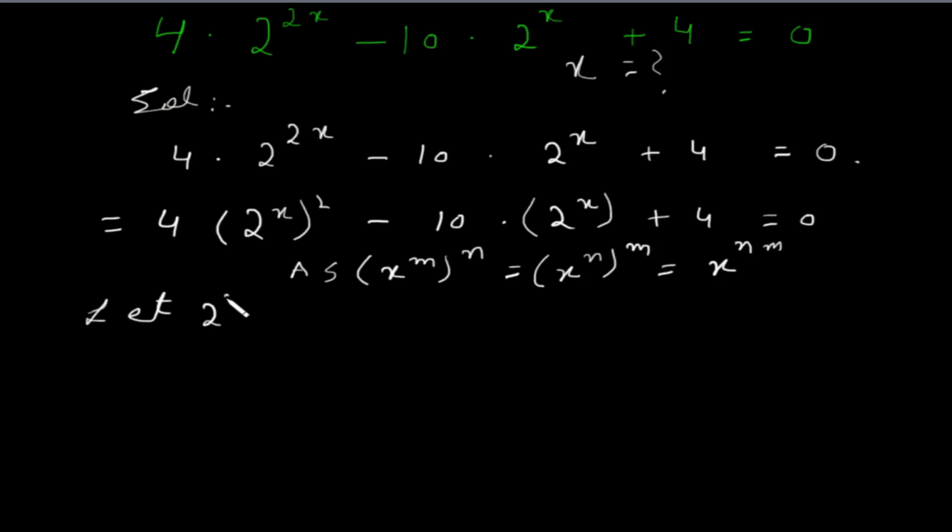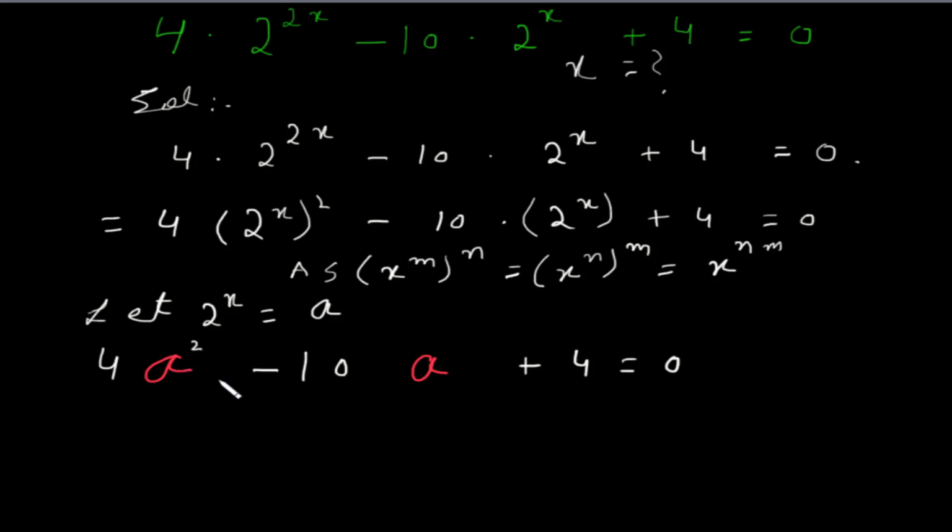Let 2 raised to power x be equal to a. Now this equation becomes 4 a square minus 10a plus 4. We just replace this 2 raised to power x with a. We can clearly see that this becomes a quadratic equation in variable a.